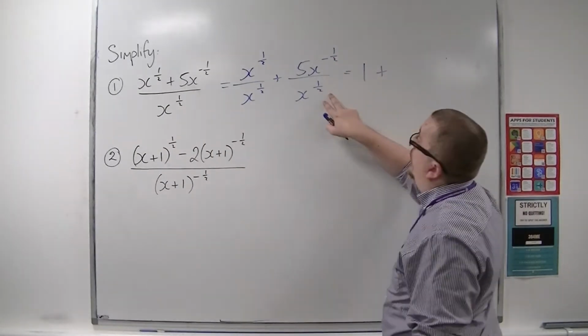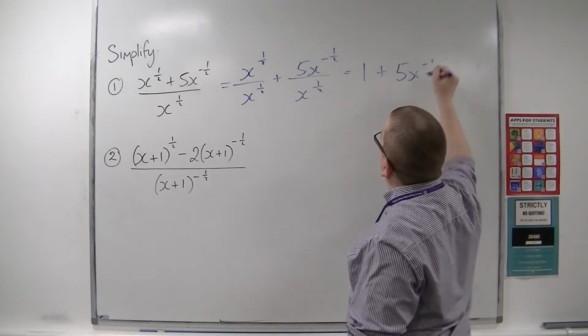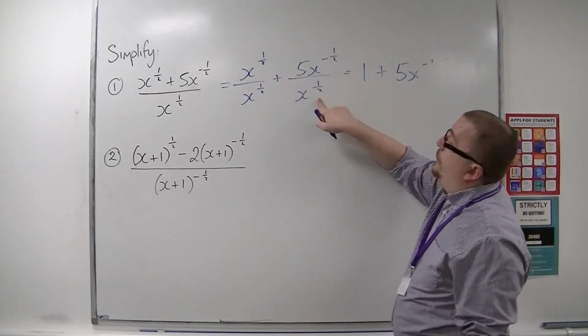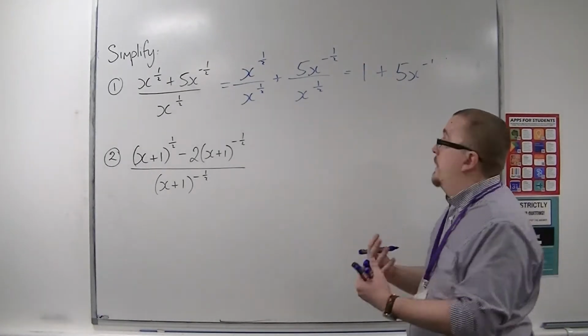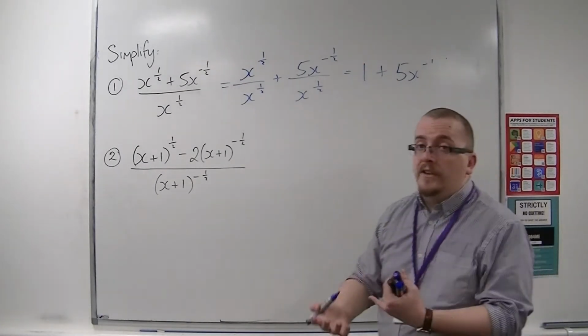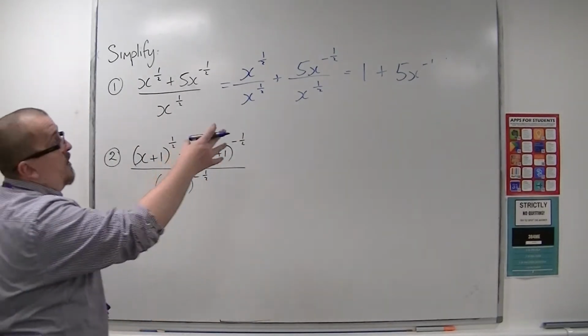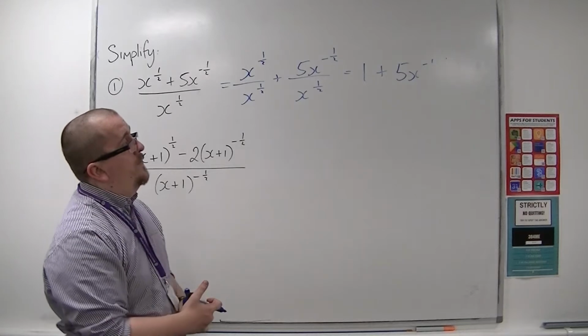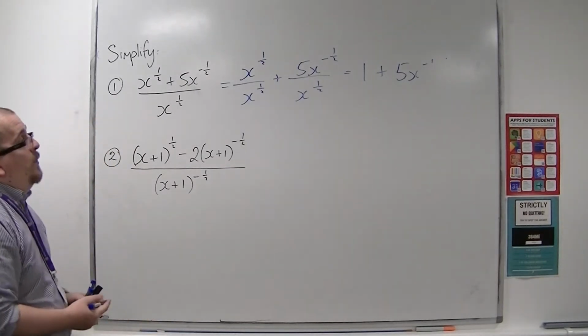5x to the minus a half over x to the half will be 5x to the minus 1. x to the minus a half divided by x to the half: minus a half, take away a half. So we're working with indices there, so the division of indices. So we could write it as 1 plus 5x to the minus 1. So that's one possible way of doing it.